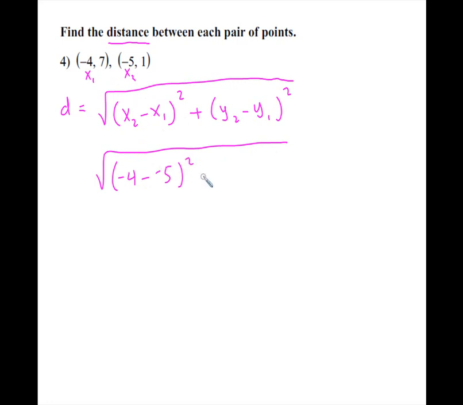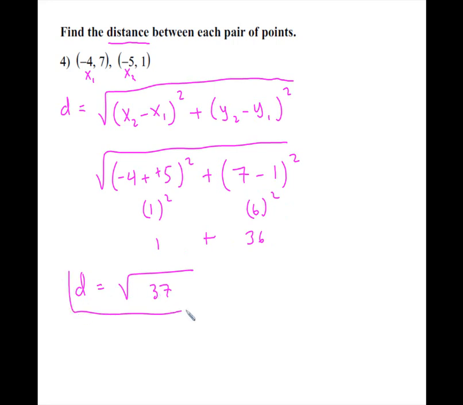squared, plus, then over here the y's, we go 7 minus 1. Remember that a negative gives you positive here. So -4 plus 5 will give you 1 squared, which is going to be 1. 7 minus 1 is 6. 6 squared is 36. So we get the square root of 37. And 37 is a prime number. You can't simplify that, so your answer would just stay like that.